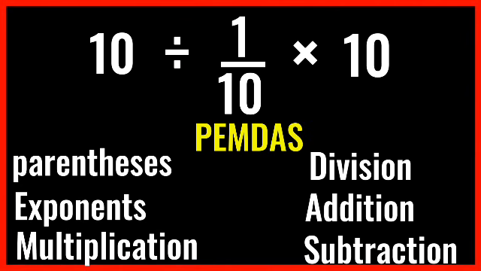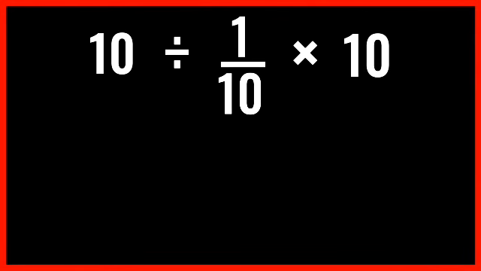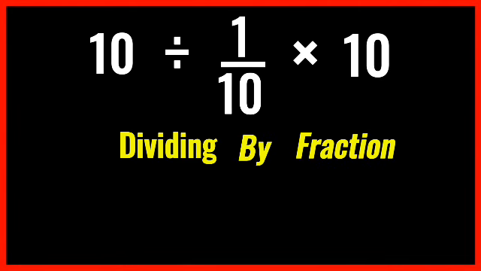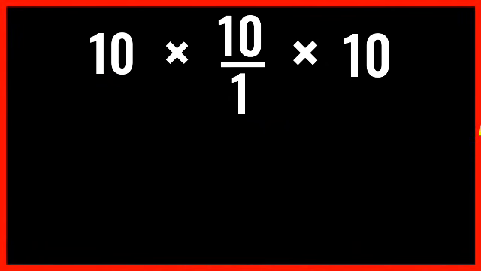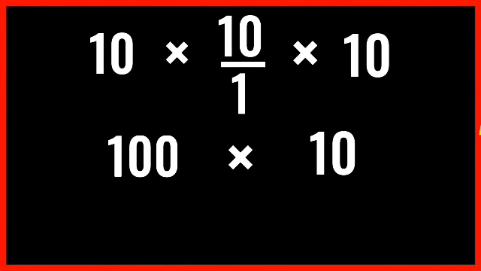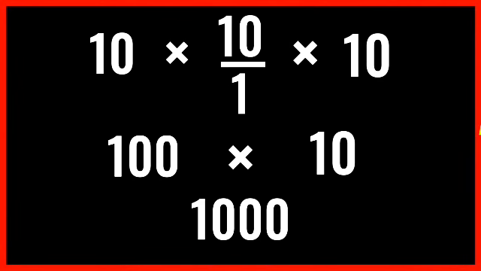Let's solve it the true, correct way. We have 10 divided by 1/10 times 10. Moving strictly from left to right, we must perform the division first. What is 10 divided by 1/10? Dividing by a fraction is the exact same as multiplying by its reciprocal. So 10 divided by 1/10 is 10 times 10, which equals 100. Now our equation becomes 100 times 10. Finally, we multiply. 100 times 10 equals 1,000. So the true mathematically correct answer is 1,000.